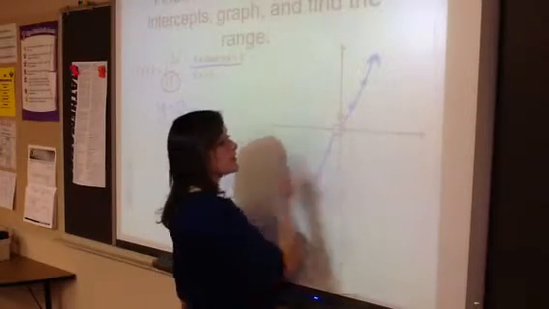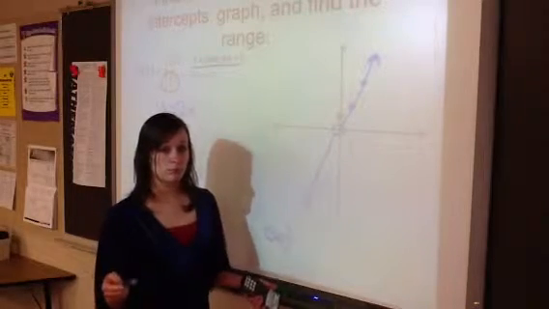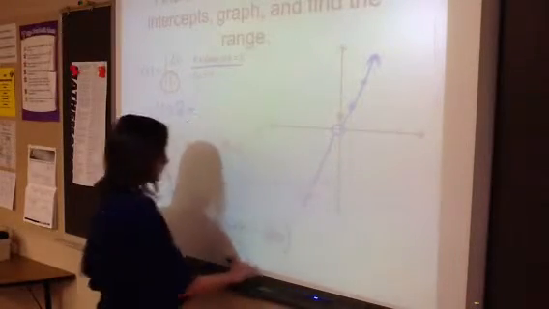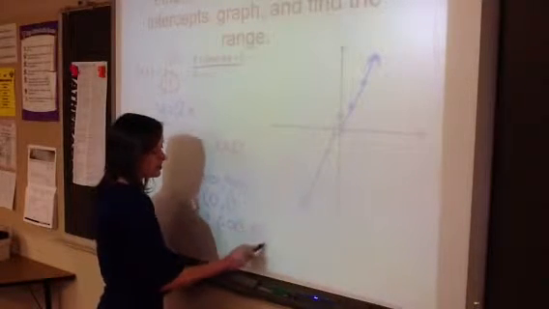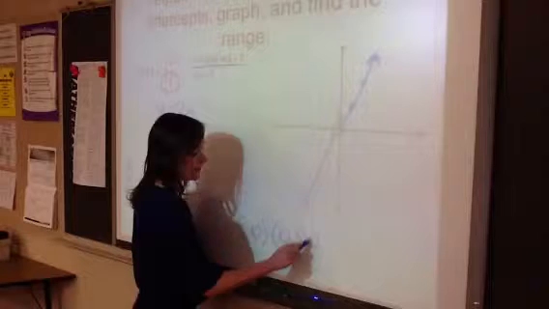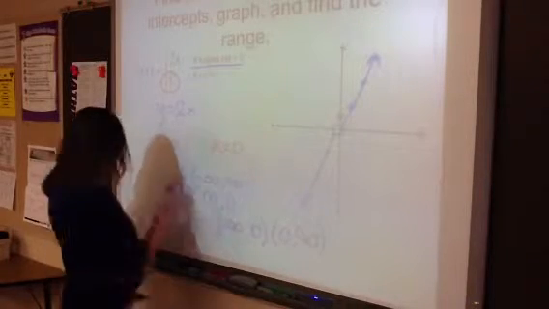Is there any other spot on the graph when y equals 0? Your answer should be no. So we can't say negative infinity to infinity. We have to say negative infinity to 0 and 0 to infinity. Okay, go you?